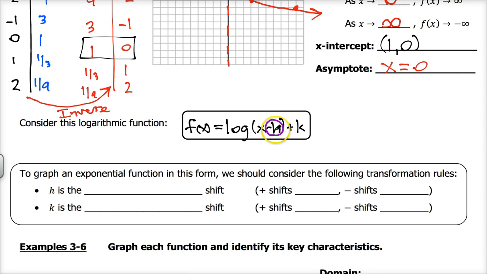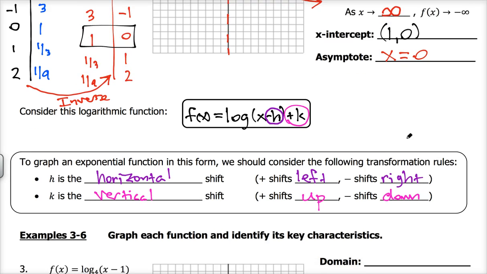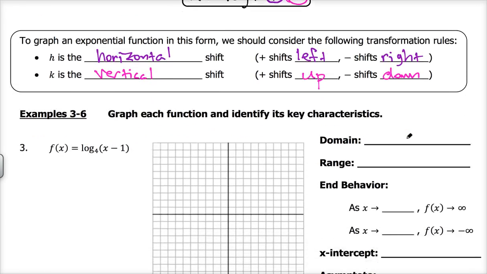This h value, the value next to x inside the parentheses, is the horizontal shift. Okay, it's the horizontal shift. So if it's a positive, it's actually going to shift the graph left. And if it's a negative you see here, it's actually going to shift the graph to the right. Okay, this k value here, that is the vertical shift. A positive there is going to shift the graph up, and a negative there will shift the graph down. So now we'll graph some functions that have these transformations in here.